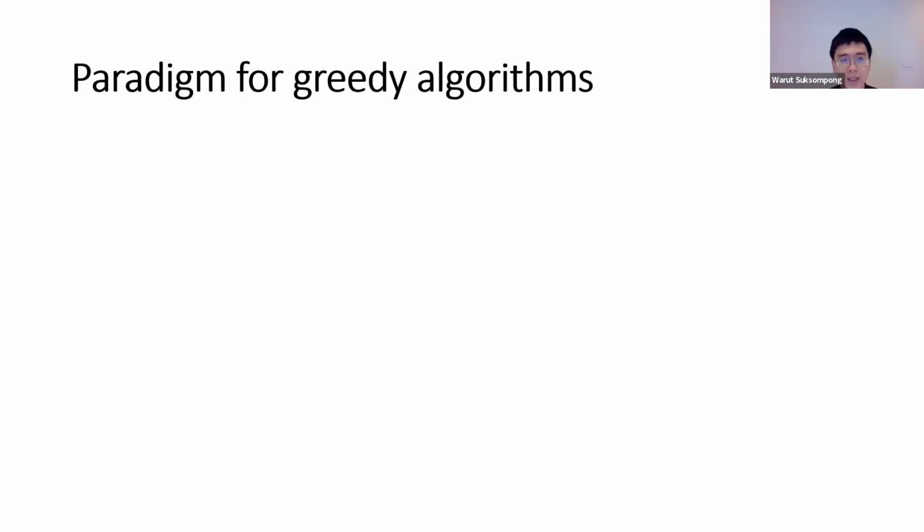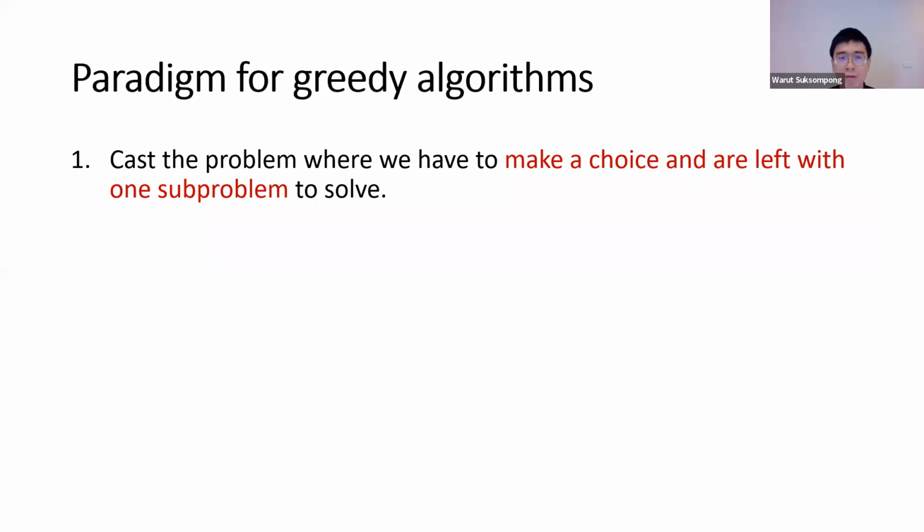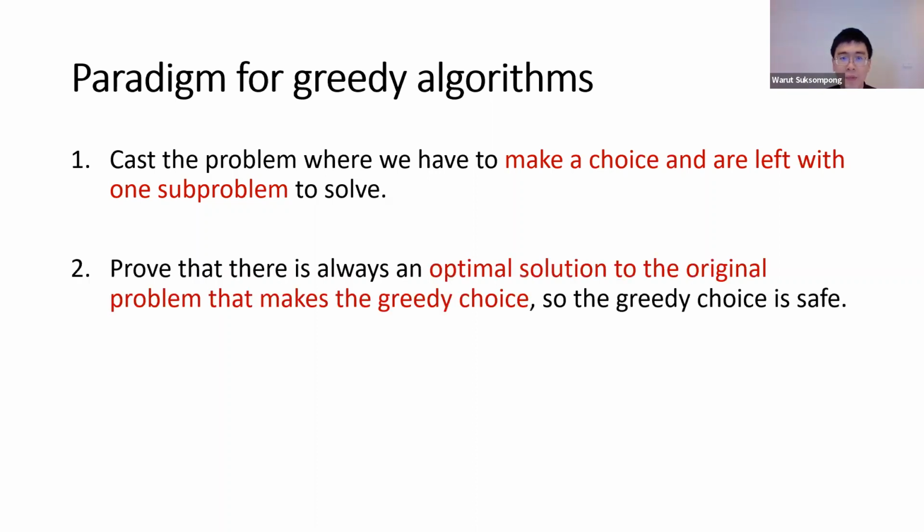Okay, so this is an example of the paradigm for greedy algorithms. First we cast a problem where we have to make a choice, and we're only left with just one subproblem to solve. We prove that there's always an optimal solution to the original problem that makes the greedy choice. So it's safe to make the greedy choice. Without loss of generality, we can make this choice because we're not going to lose anything by making it. This we have to prove. This is the greedy choice property.